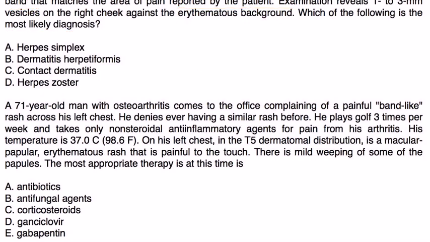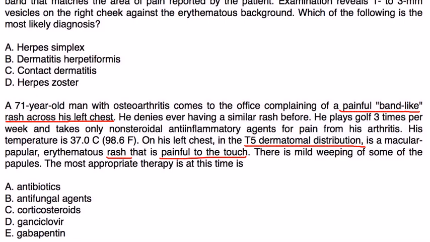A 71-year-old man with osteoarthritis comes to the office complaining of a painful band-like rash across his left chest. He denies ever having a similar rash before, plays golf 3 times per week, and takes only NSAIDs for pain from his arthritis. Temperature is 98. On his left chest, in the T5 dermatomal distribution, is a macular-papular erythematous rash that is painful to touch. There's a mild weeping of some of the papules.